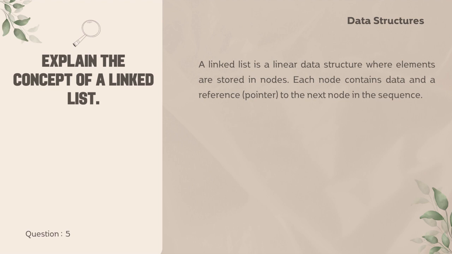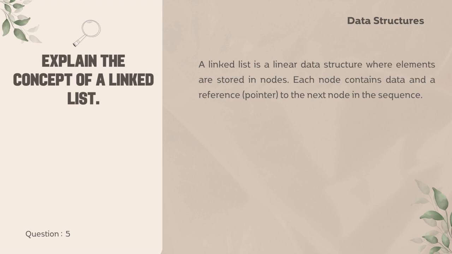In linear data structures, elements are organized in a linear or sequential manner, meaning that each element has a unique predecessor and successor, of course, except for the first and last elements. Linked list consists of nodes where each node contains two parts: the data or value it holds and a reference or pointer to the next node in the sequence.